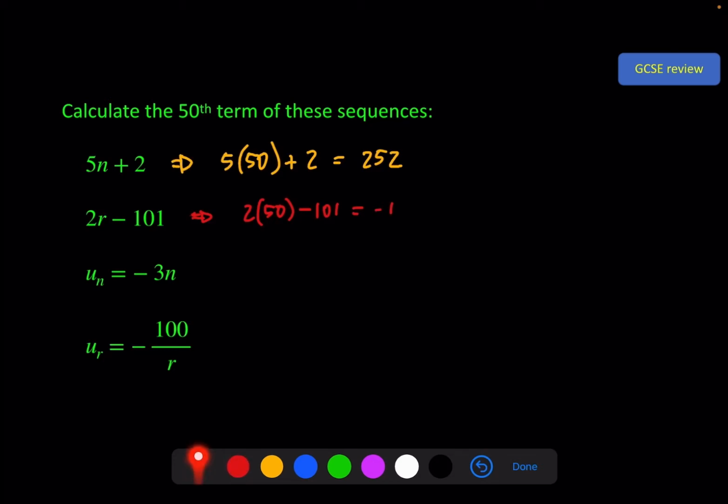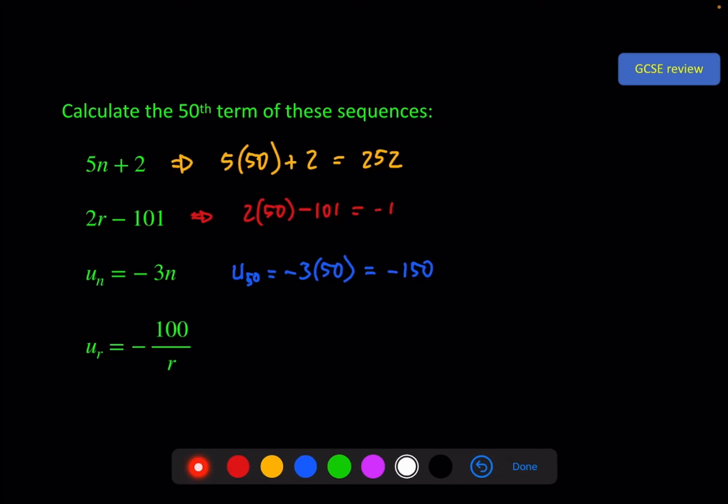The third one is another nth term, but here I've got u subscript n. This just means the nth term. So u is standing for term, and the little subscript n here tells you which one. So if I want term 50, I can write this as u subscript 50. And then I replace the n with a 50 as usual, and here we get minus 150.